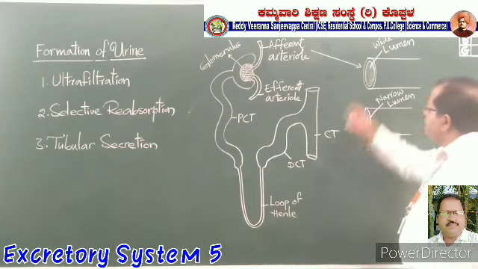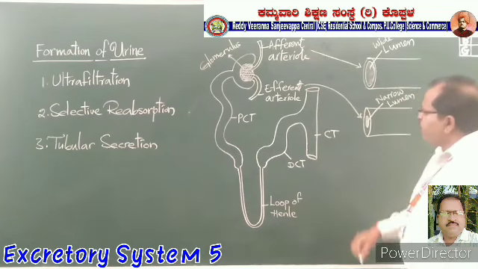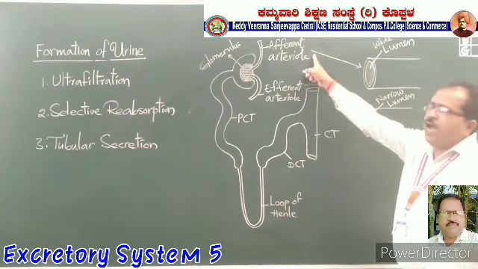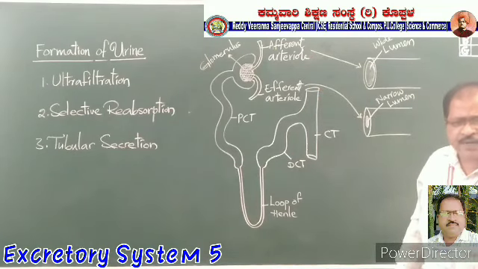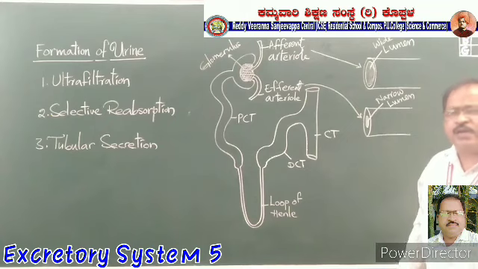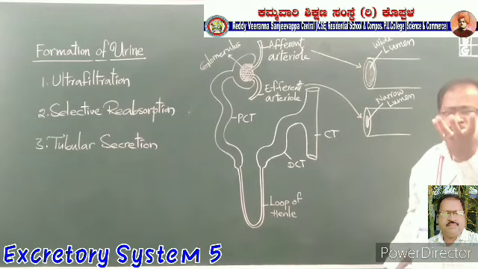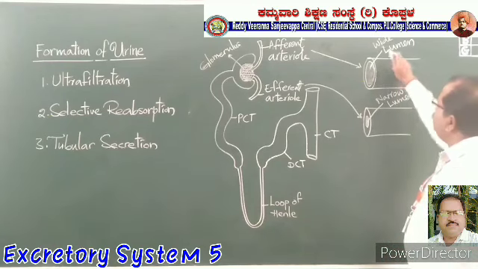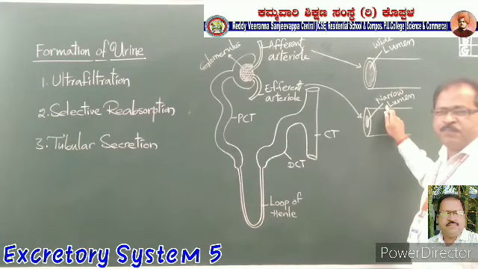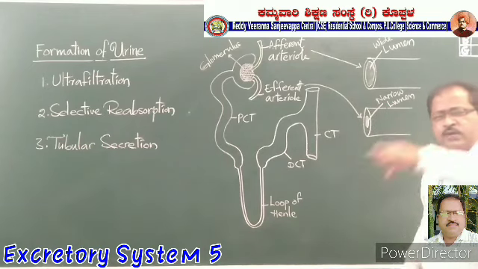This is the narrow lumen, this is the wide lumen. So this is the efferent arteriole and this is the afferent arteriole. The lumen of the afferent arteriole is wider and the lumen of the efferent arteriole is narrow. While the blood is filtering, the filtered blood is passing from the wide lumen to the narrow lumen. It is very difficult to pass from the wide lumen to the narrow lumen.